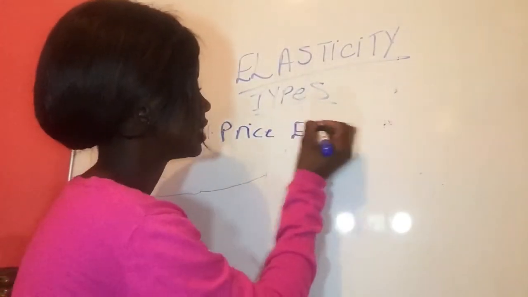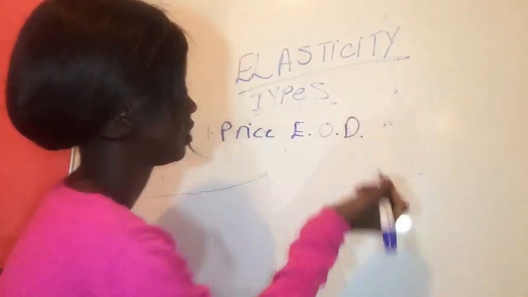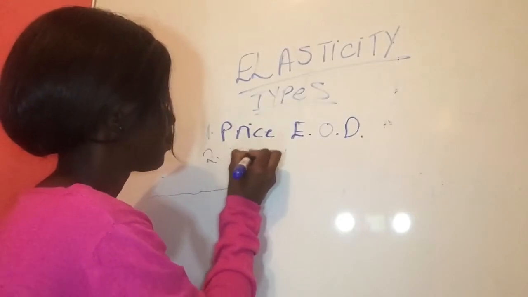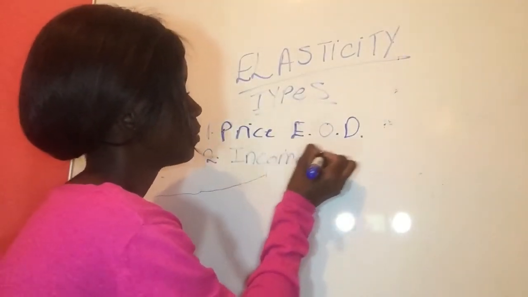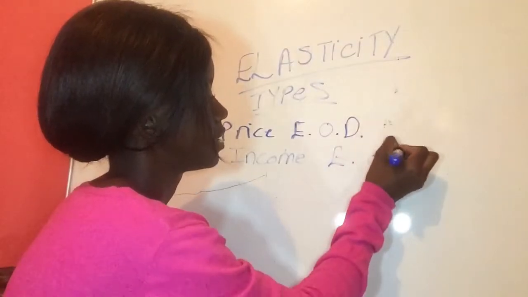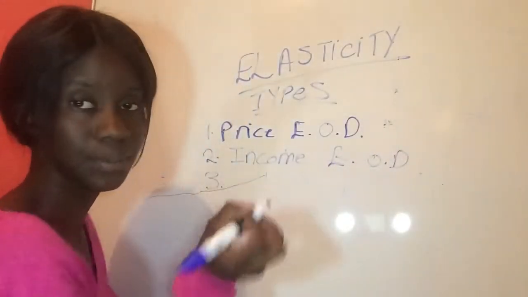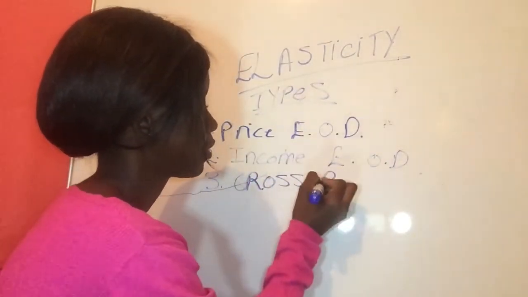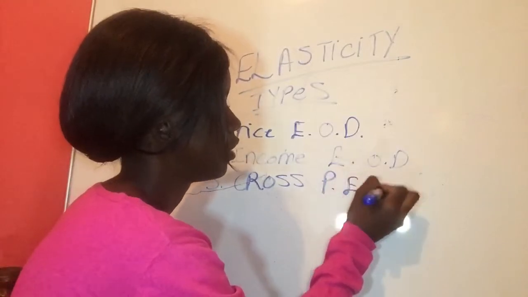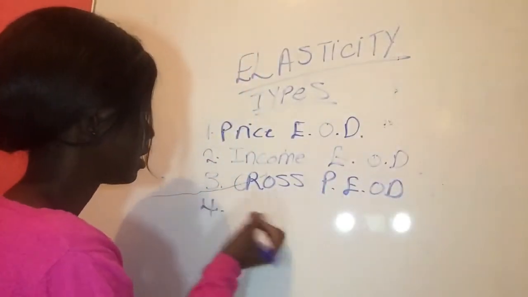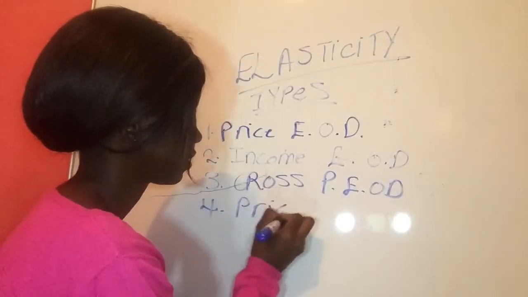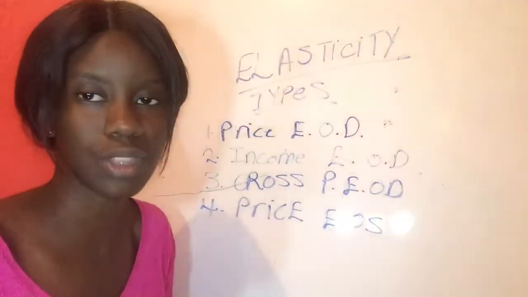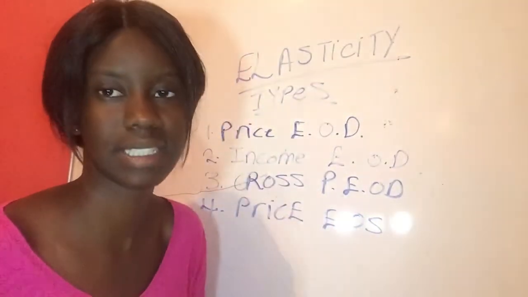So price elasticity of demand. That's the first one, price elasticity of demand. The second one is the income elasticity of demand. The third one is cross price elasticity of demand. And the fourth one is the price elasticity of supply. So these are the four types of elasticities.